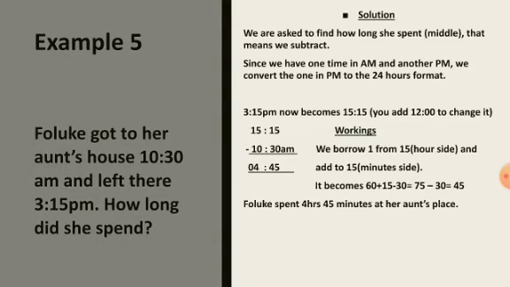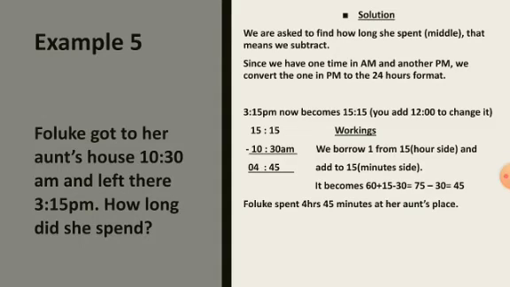Now basically what you just have to do is to add 12:00 to your 15 minutes past 3 p.m. and you've converted it to your 24 hours format. So now we have 15 hours 15 minutes minus 10 hours 30 minutes. So you have your 15 minus 30. So remember what we did the other time.